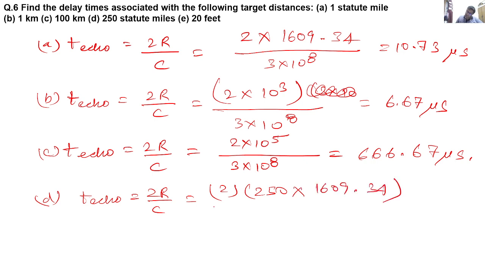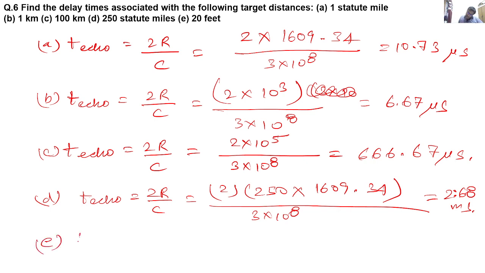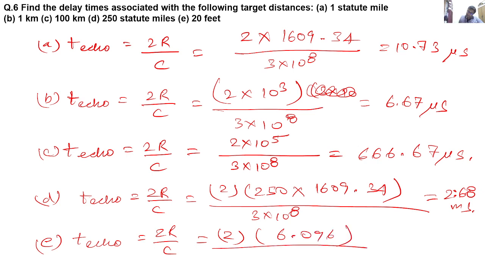1609.34. We're just converting mile into kilometer and then meters. And divided by 3 into 10 power 8 again, the answer would come out to be 2.68 milliseconds. And last question in this part, 2r by c, which comes out to be 20 feet, 6.096 meters. 3 into 10 power 8, it comes out to be 40.64 nanoseconds. So we are done with the easy parts.